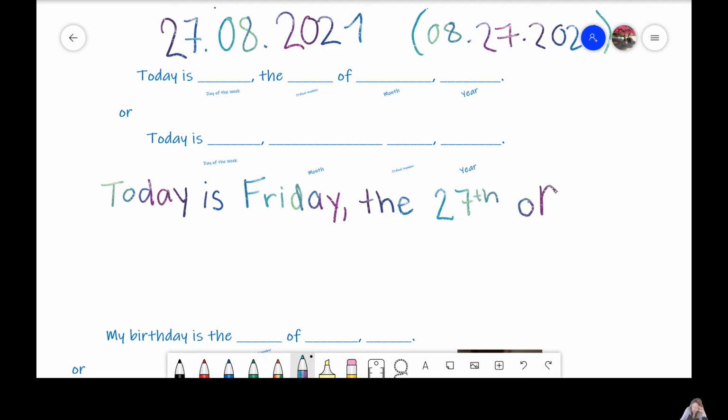of 8 stands for August. The month of the year is also capitalized in English. And then the year we can look at from the number here, 2021. Okay, I say, you say.